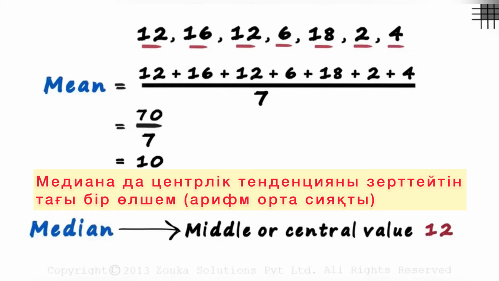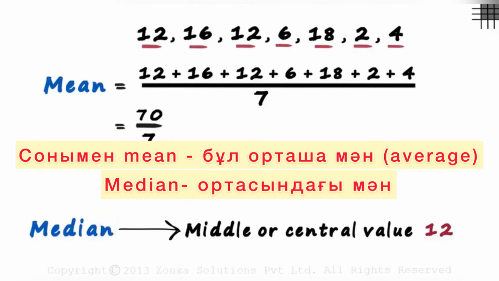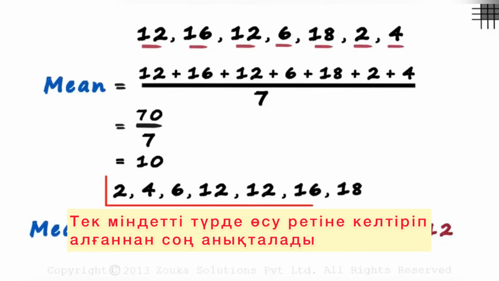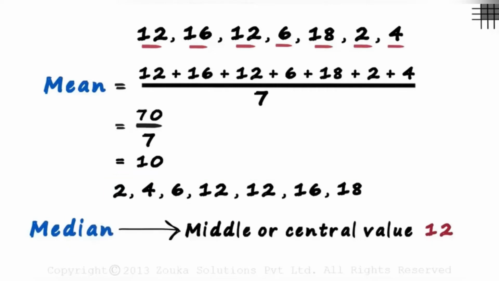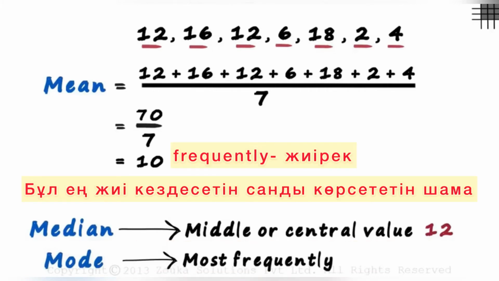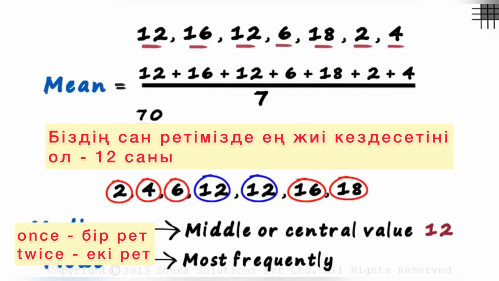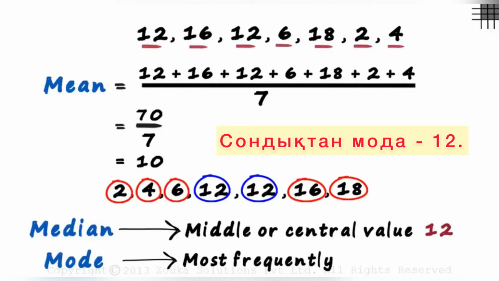The median is just another way to measure the central tendency. So the mean is the average and the median is the middle value, but only after we have arranged the terms in ascending order. And the third concept is that of a mode. It is the value that occurs more frequently. In our list, we can see that 12 occurs twice, and all other numbers occur just once. So the mode of this set of values is 12. In this video, we're going to focus on calculating the mean, median, mode, and range.